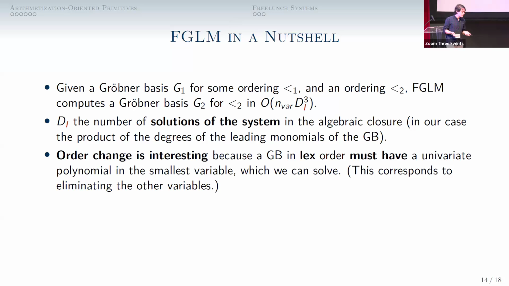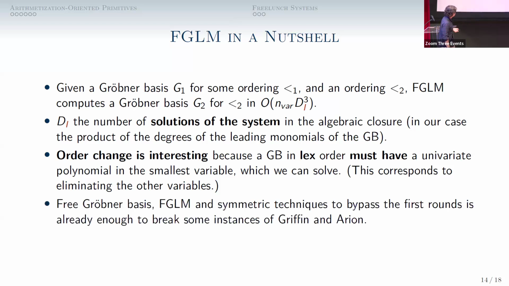Now, why do we look at order change? It's because, again, we know for a fact that in Lex order, you must have at least one univariate polynomial if the system is not underdetermined. And again, we love univariate polynomials because we know how to find the roots. And once you have the roots, you can find out the values of one variable and then just deduce the solutions of the cycle problem, get collisions, and so on.